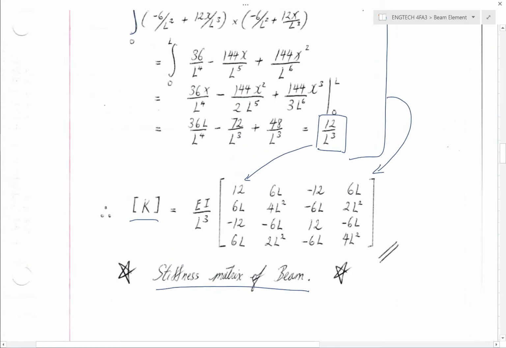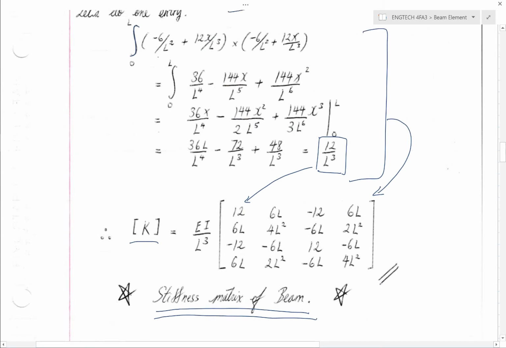I understand the development of this matrix is kind of confusing, but if you do not understand the development of it totally, it's fine, as long as you know how to use the stiffness matrix of the beam element.